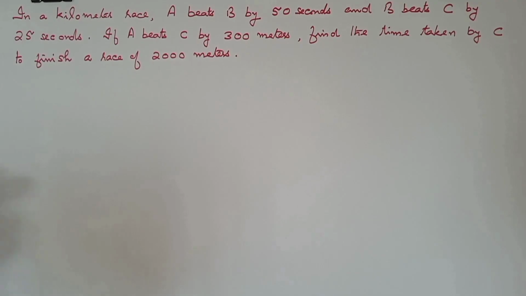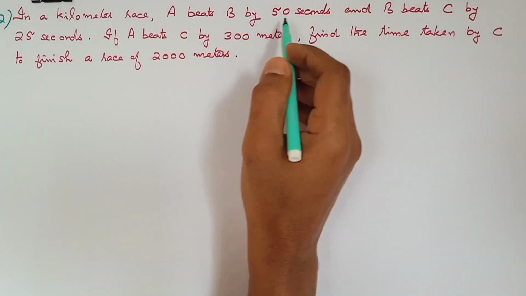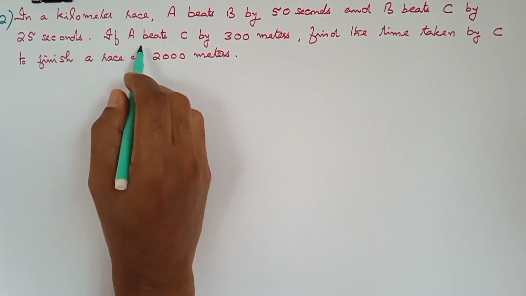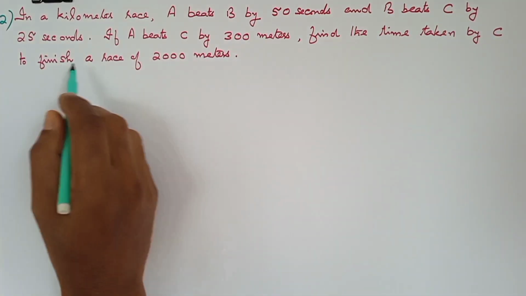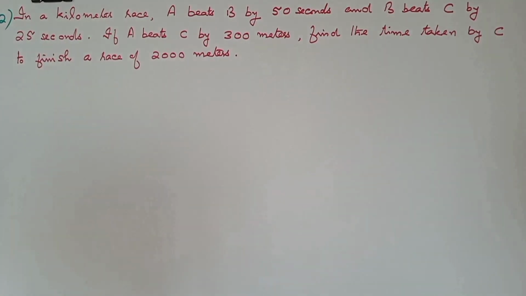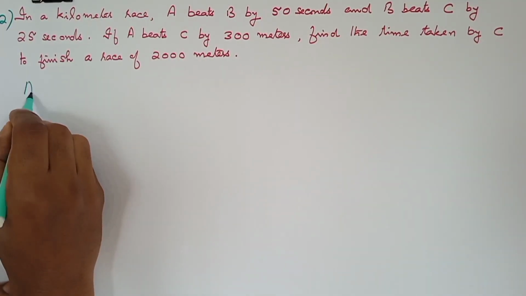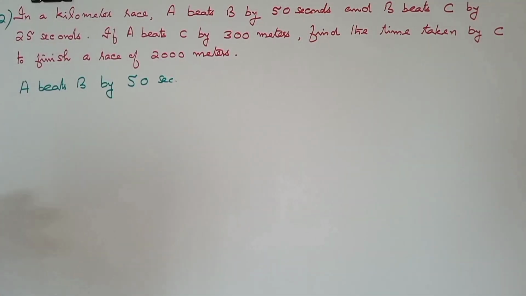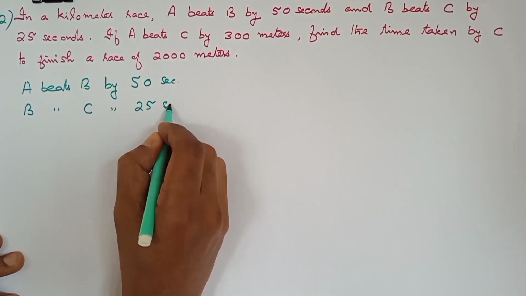Here is the second problem from races and tracks. In a kilometer race, A beats B by 50 seconds and B beats C by 25 seconds. If A beats C by 300 meters, find the time taken by C to finish a race of 2000 meters. Here we know the length of the racetrack to begin with. They say A beats B by 50 seconds. Again, for the same race, B beats C by 25 seconds.